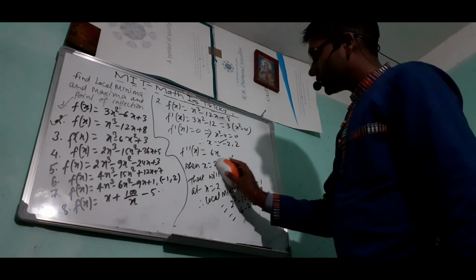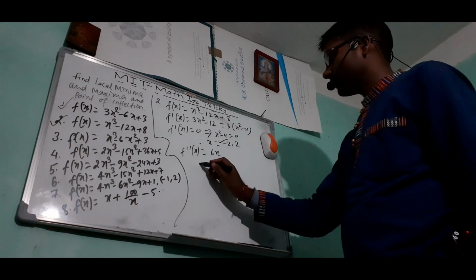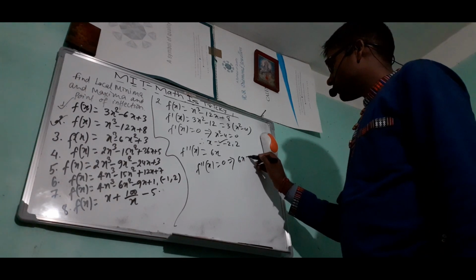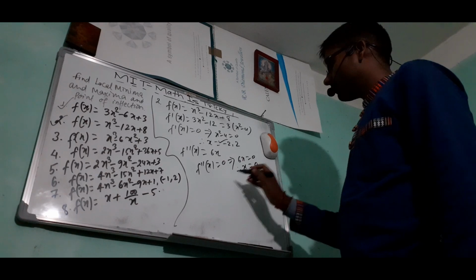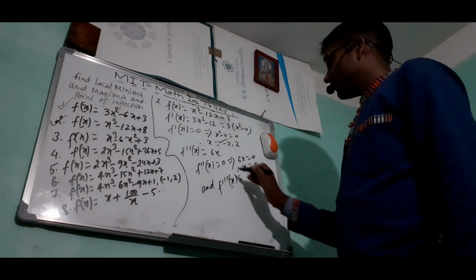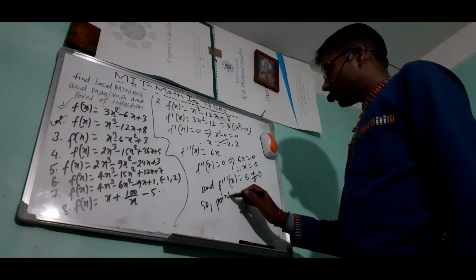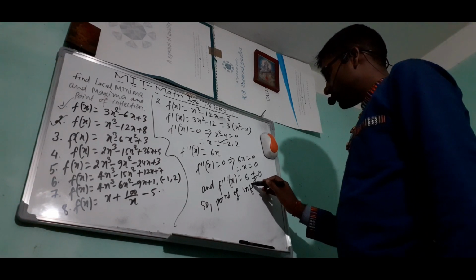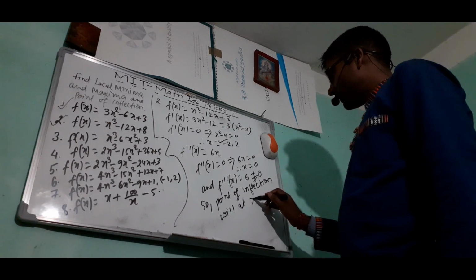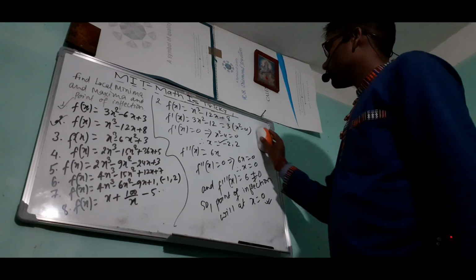Now for point of inflection, let me solve it for you. For point of inflection, f double dash x equals 0 implies 6x equals 0, therefore x equals 0. The third derivative, which we can check, is 6, not equal to 0, so the point of inflection will be at x equals 0. This is the solution for question number 2.